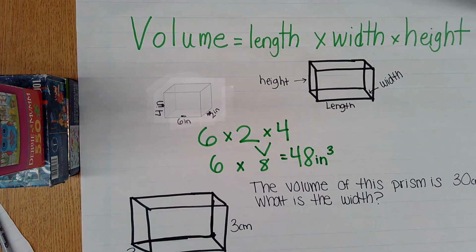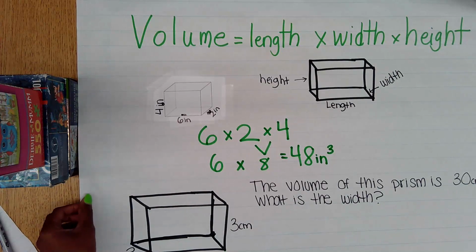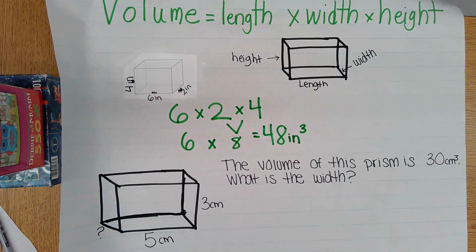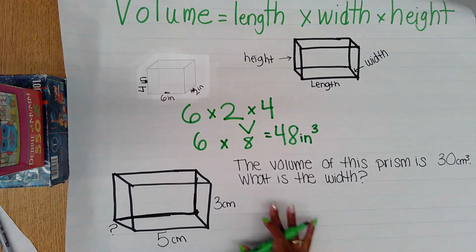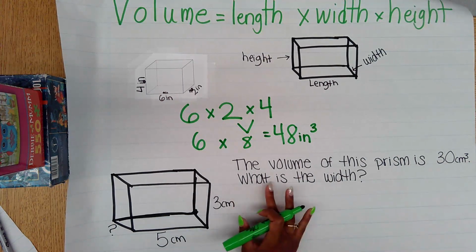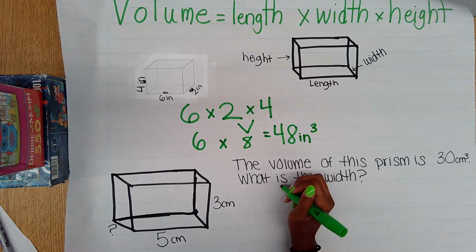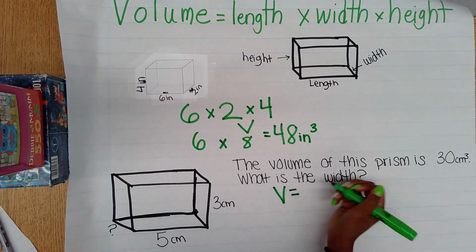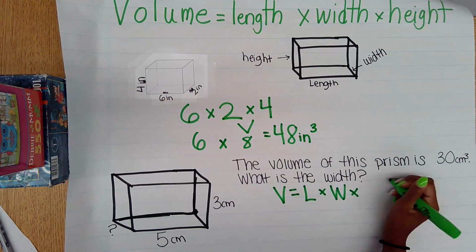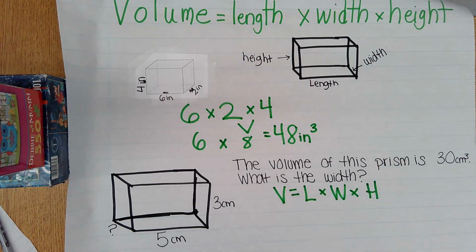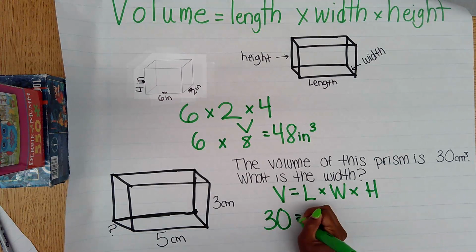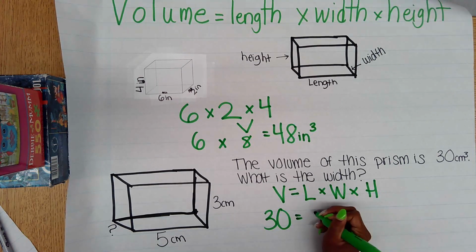Now in 5th grade, students might also get the volume and have to find a missing dimension. So the volume of this prism is 30 centimeters cubed. What is the width? So again, if I start with my V for volume equals length times width times height, I want to plug in what I know. I know the volume is 30. I know the length is 5.